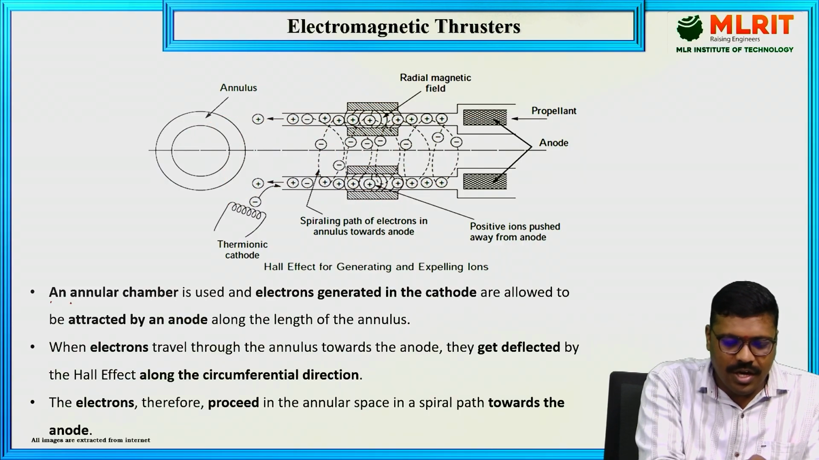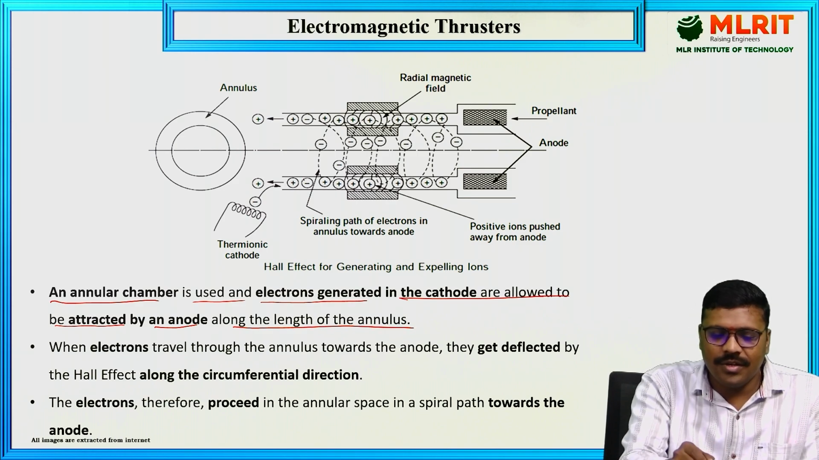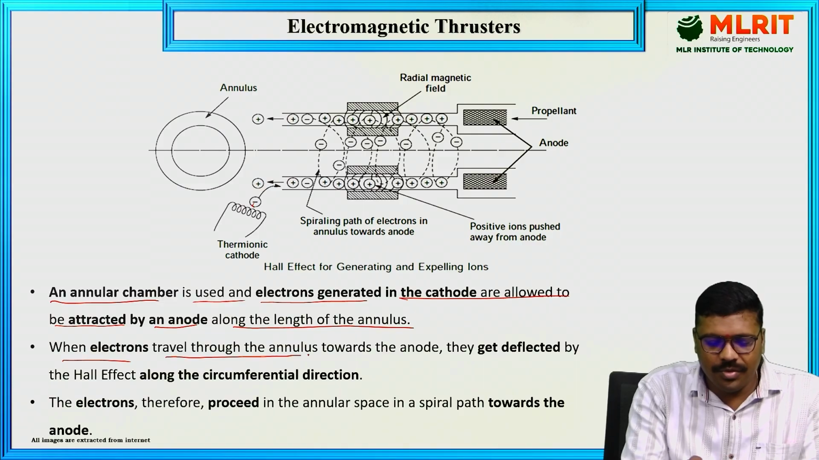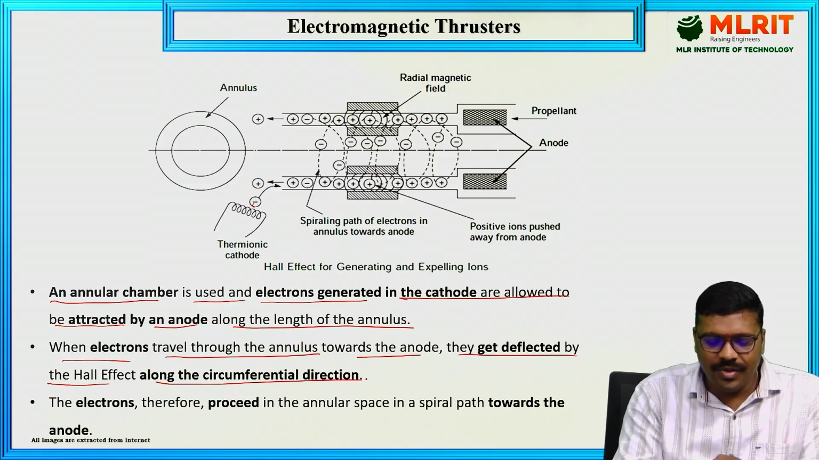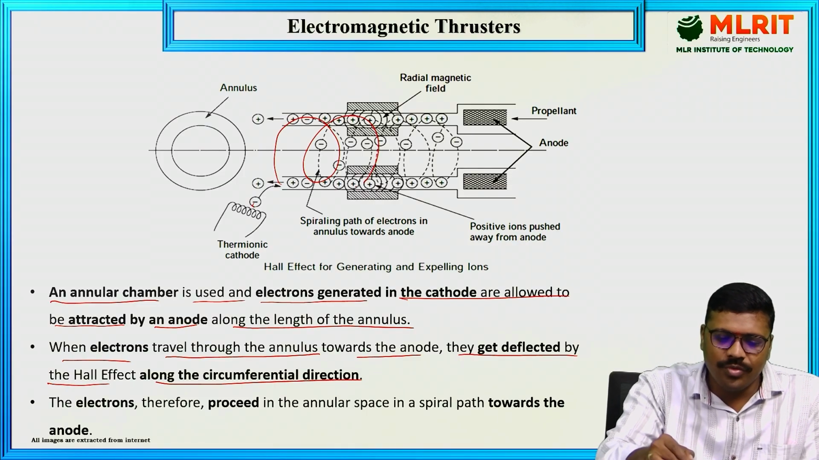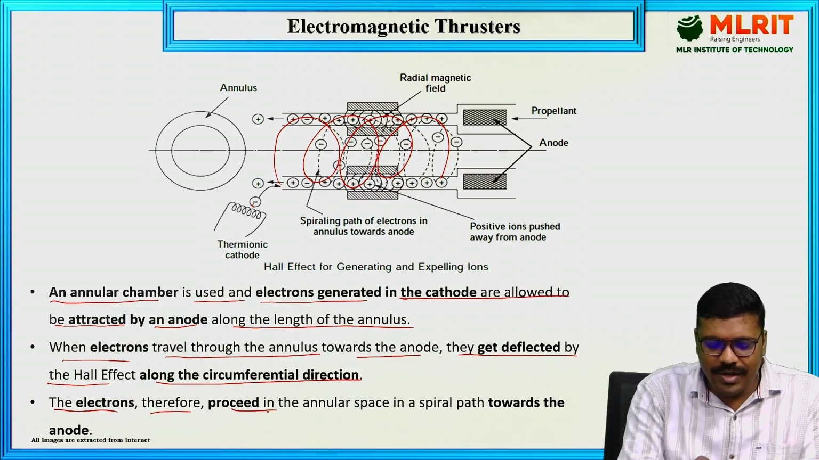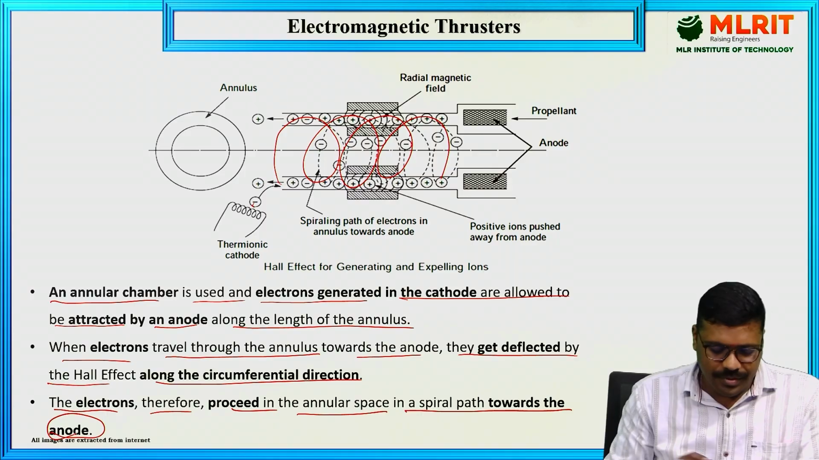So an annular chamber is used, and electrons generated in the cathode are attracted by the anode along the length of the annulus. When the electrons travel through the annulus towards the anode, they get deflected by the Hall effect along the circumferential direction. These are deflected because of the Hall effect, and the electrons move like this towards the anode. So the electrons proceed in the annular passage in a spiral path towards the anode, right?